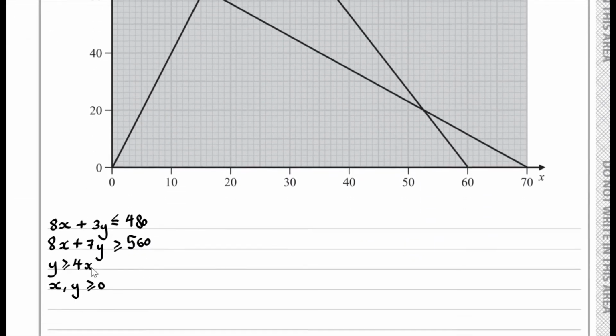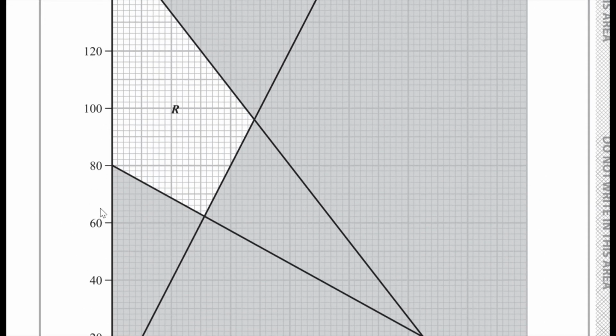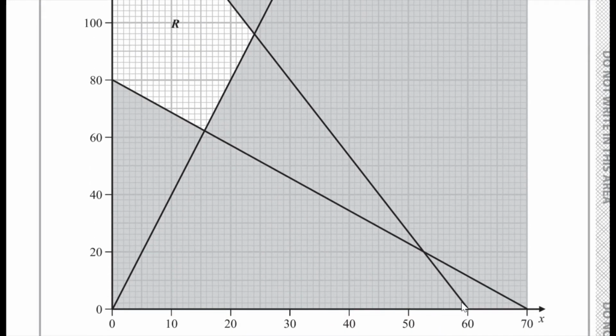So I've just written out those inequalities now. When x is 0, for the first inequality y is 160. That corresponds to this line over here. We'll just add that in. So we have 8x plus 3y equals 480.